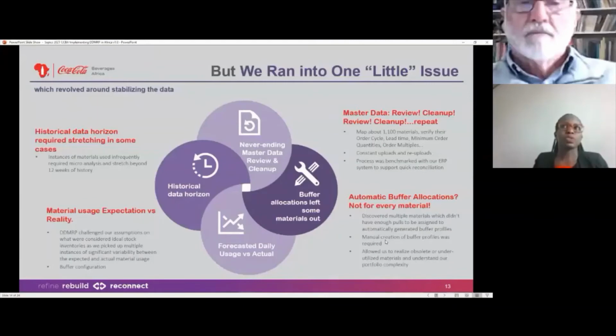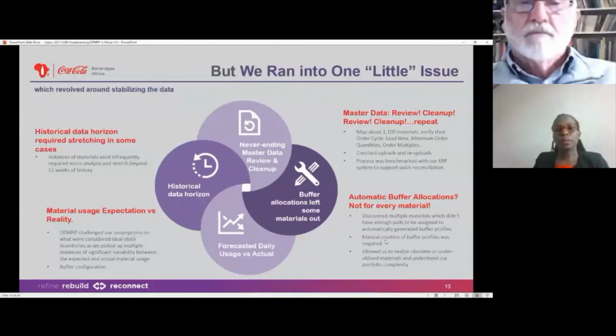Then others would be as short as 7 days because of internal supply replenishment in country for the materials that are available locally. So we had to do all that to ensure that our expectation versus reality was actually coming close. Then also we encountered issues to do with buffer allocations. Because as you run through the materials through this system, automatic buffer profiles are allocated to these materials.